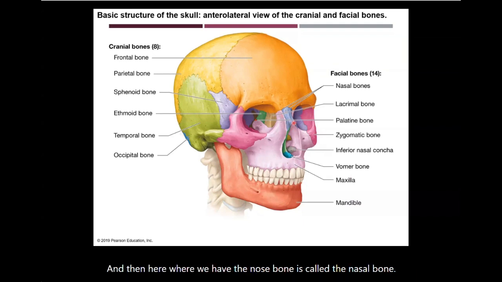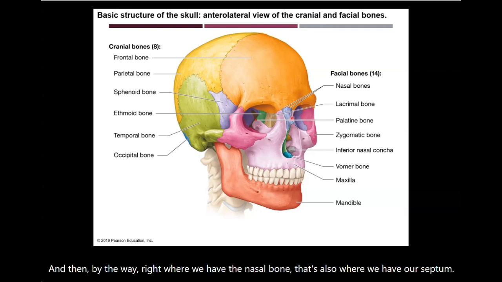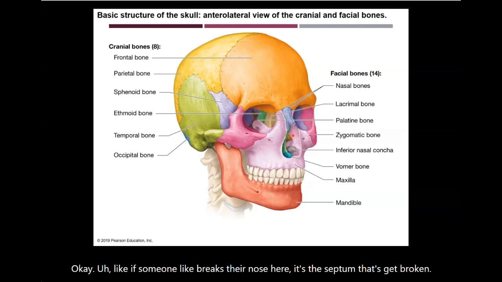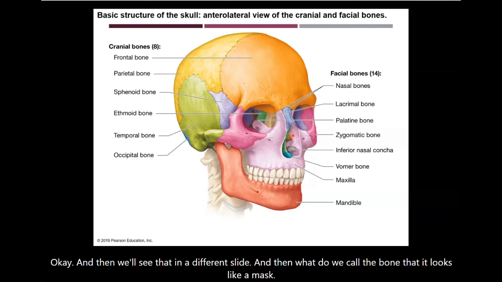And then here, what we have, the nose bone is called the nasal bone. And by the way, right where we have the nasal bone, that's also where we have our septum. Like if someone breaks their nose here, it's the septum that gets broken. And then we'll see that in a different slide.